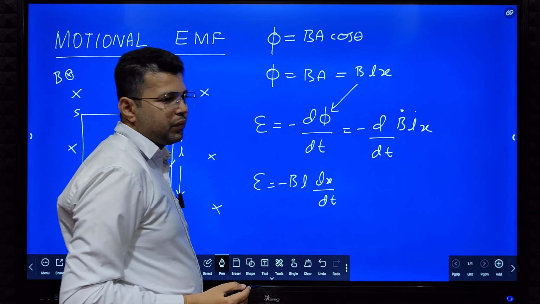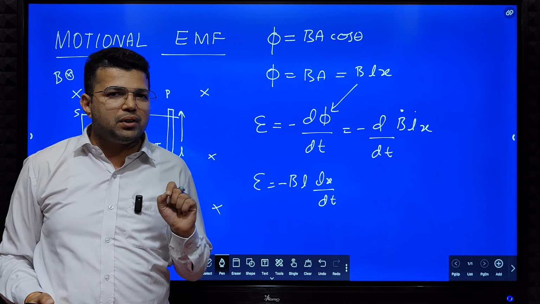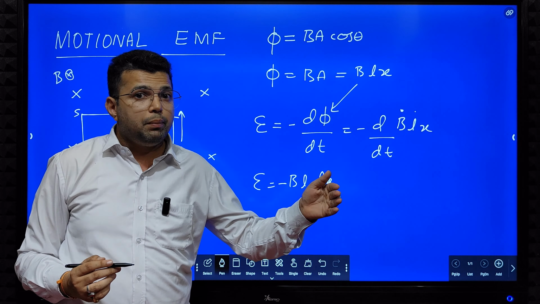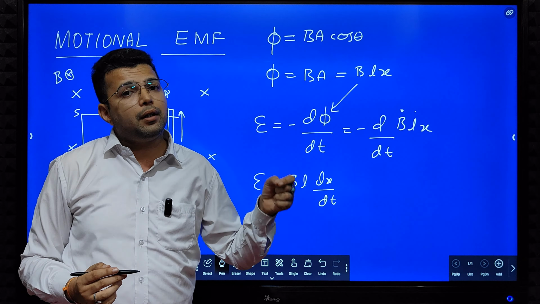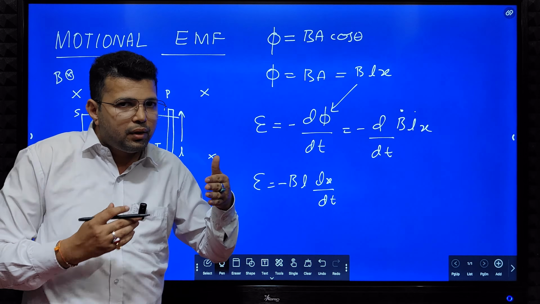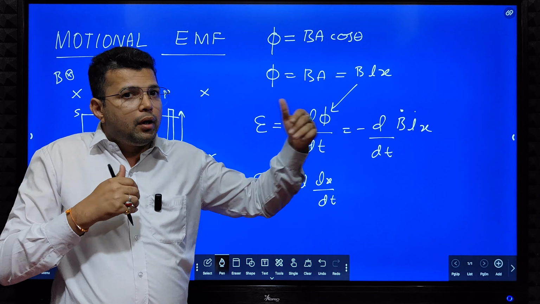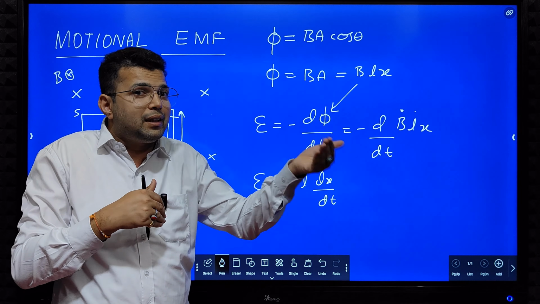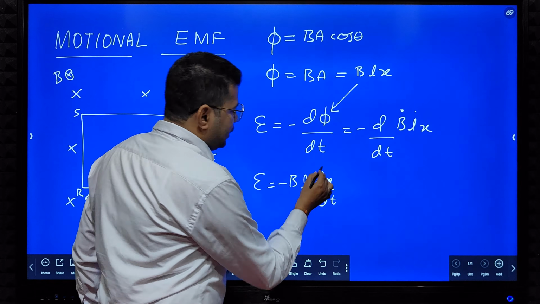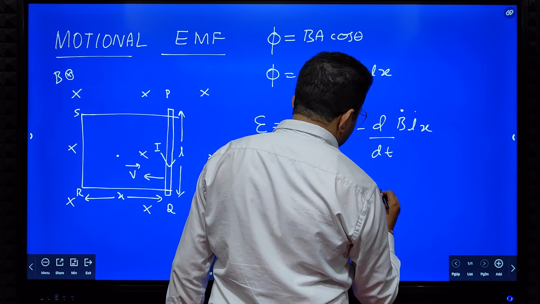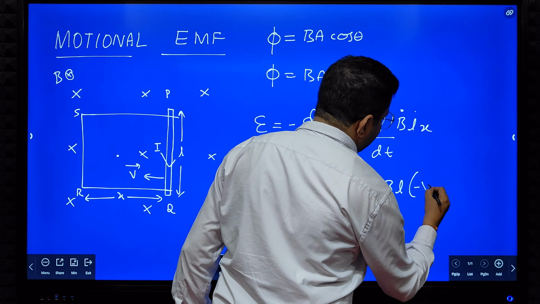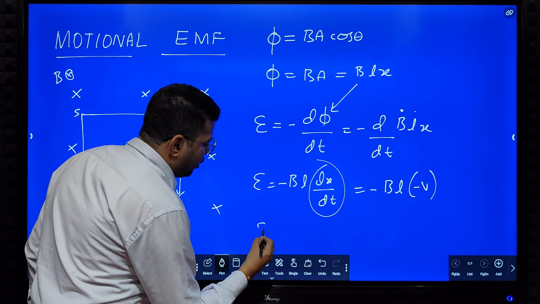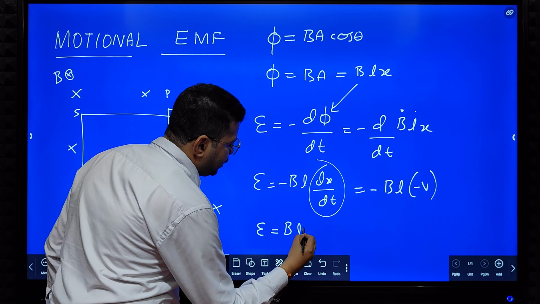Here there is one important thing. Generally, dx by dt means velocity. When the displacement is increasing, velocity will be x2 minus x1 divided by t2 minus t1, and if x is increasing, x2 will be bigger. Here X is decreasing, so x2 will be smaller and x2 minus x1 will become negative. Therefore, in the place of dx by dt, I'll write minus v. Why minus? Because x is decreasing. So the induced EMF is equal to B into L into V.